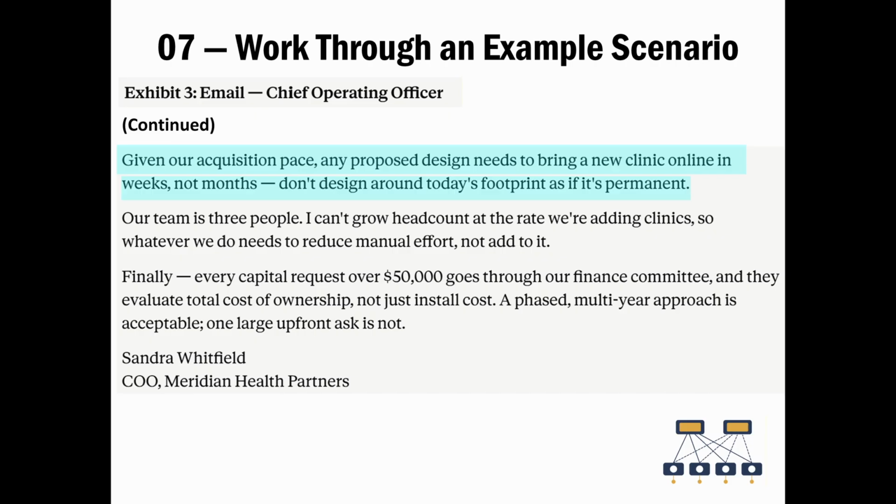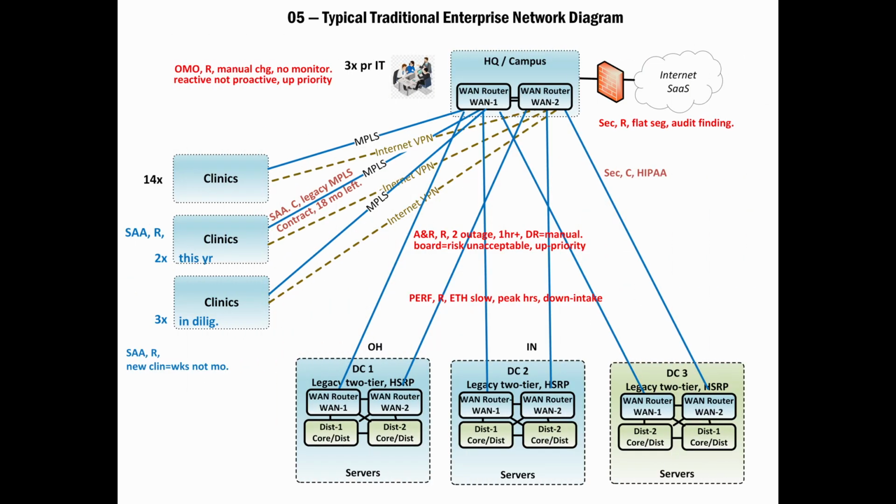Let us now consider this statement. Don't design around today's footprint as if it's permanent. What does this mean? It means the network must be designed to adapt to future changes. It is a requirement regarding adaptability. Among the 7 major design drivers, we categorize all these types of requirements under SAA, Scalability, Adaptability, and Agility. Let us extract the info and update the diagram. SAA, R, new CLIN equals WKS, not MO.